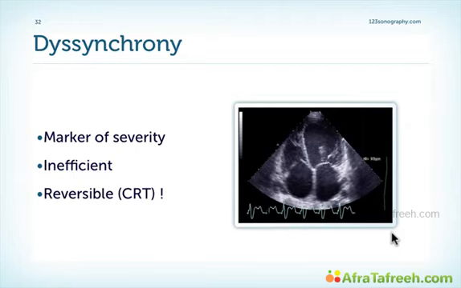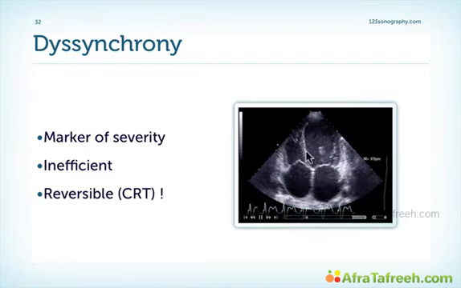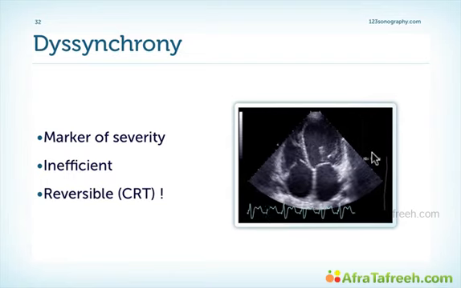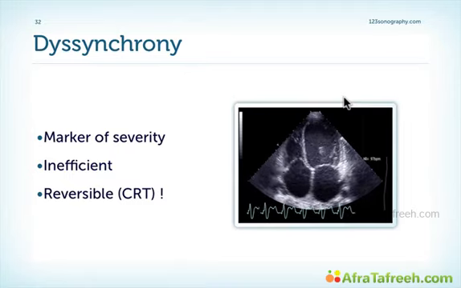Dysynchrony is a very inefficient way of contracting. You can see this in this patient. You will note that there's a biphasic contraction of the septum and that different parts of the myocardium contract at different time points. You do not need any fancy measurements. You can see that in the 2D image already. We will spend more time about dysynchrony later when we talk about the role of echocardiography in selecting patients and also in following these patients.